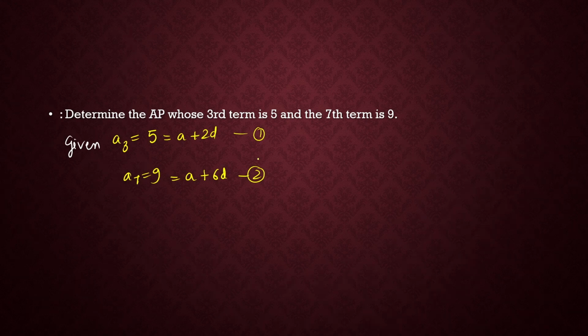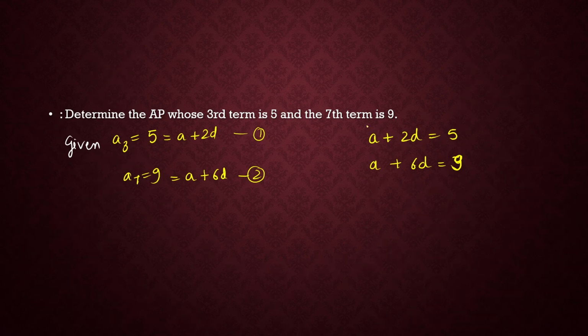So since we have not learned it, I'll just explain how we'll be solving the two equations. The first equation is A plus 2D is equal to 5, and the second one is A plus 6D is equal to 9, right? Now what we have to do is subtract these two equations.